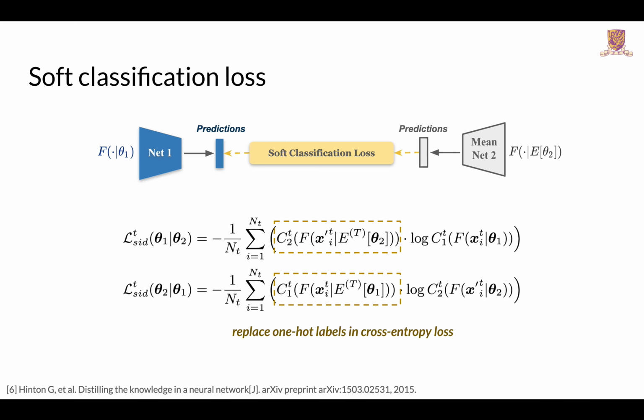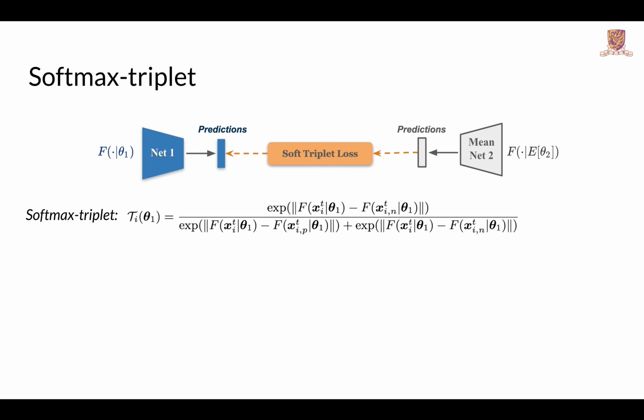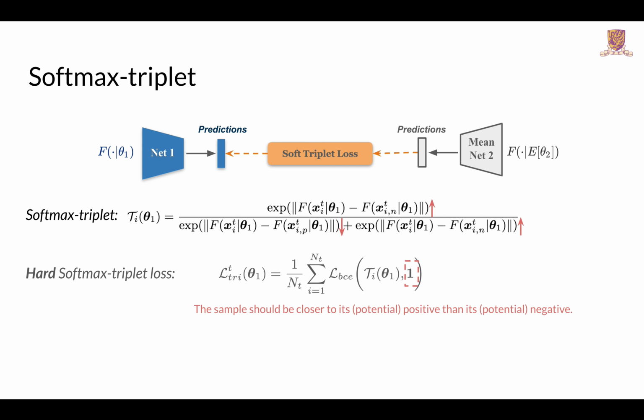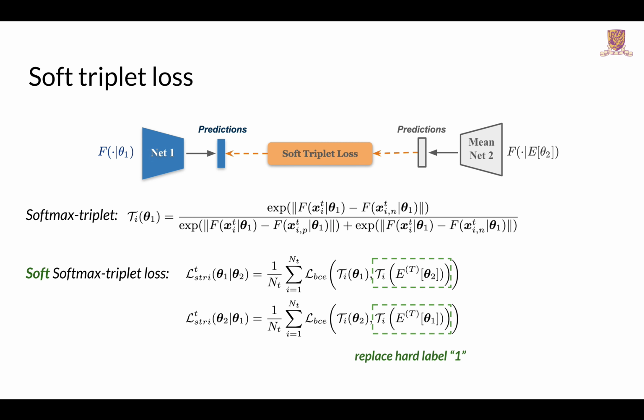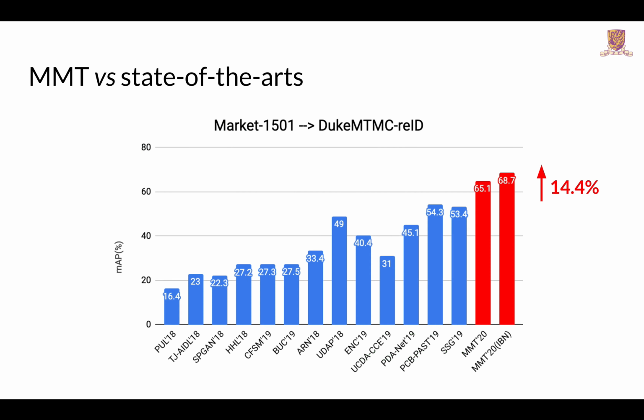Now I'm going to briefly walk you through the loss functions. Generalizing classification loss to work with soft pseudo-labels is formulated as a soft cross-entropy loss. To support training with soft labels in the triplet loss, we use the form of softmax-triplets, where the hard version triplet loss is formulated as a binary cross-entropy loss with a label 1. When dealing with soft labels, it is convenient to replace the hard label 1 with the softmax-triplets predicted by the mean networks. Here are the results.